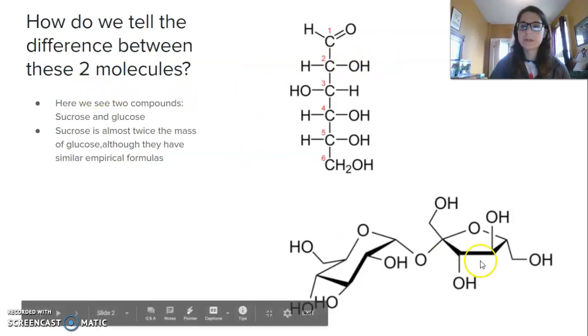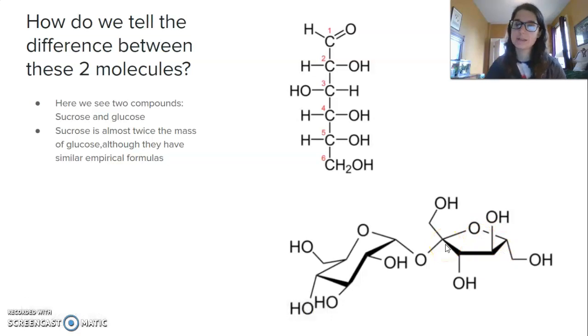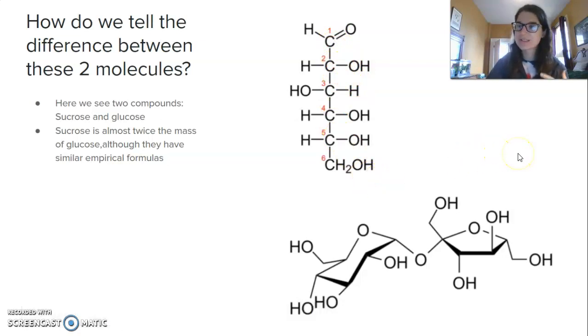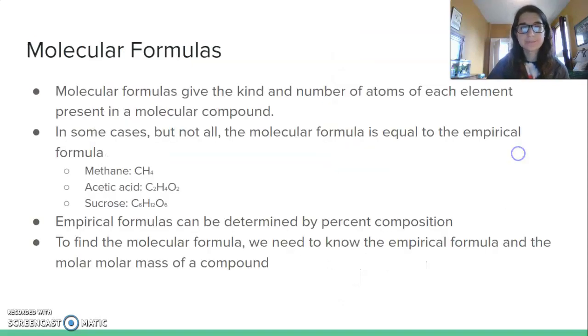So this is sucrose and glucose. This compound has a hexagonal shape, a ring of carbons, that's what these shapes are showing, whereas other sugars might have a straight line of carbons. So very different structures, very different compounds, but similar empirical formulas.